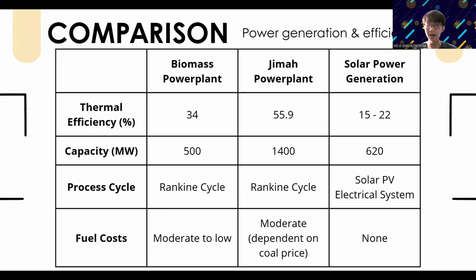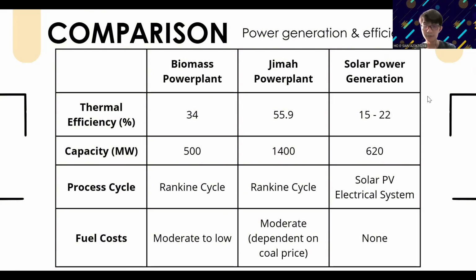So now we'll be comparing different power plants with the biomass power plant. In terms of power generation and efficiency, the biomass power plant would have a thermal efficiency of 34%. The GMA power plant, which is a coal power plant, would be at a thermal efficiency of 55.9%. And solar power generation in general would have a thermal efficiency of 15 to 22%. What's with the fluctuating range of the thermal efficiency? We'll be delving into that later.